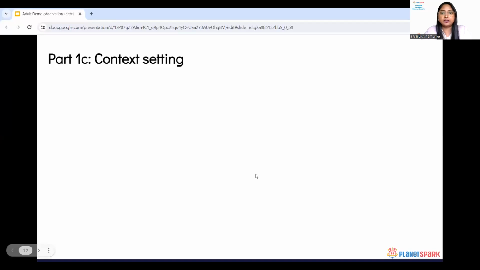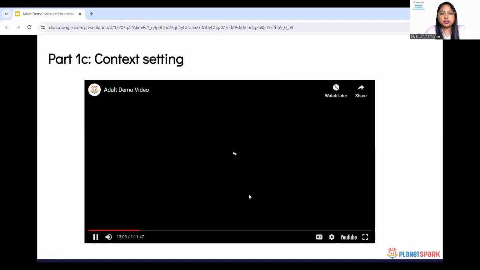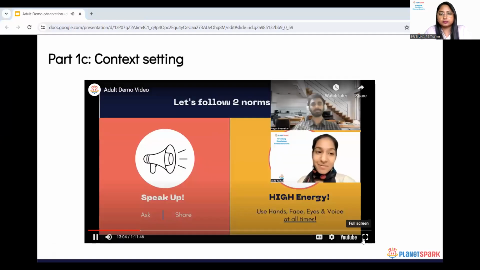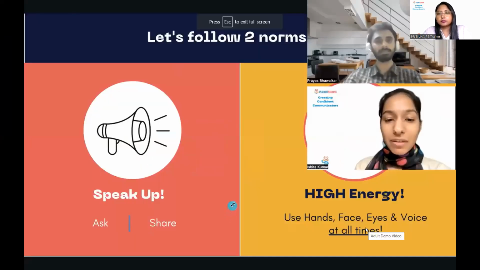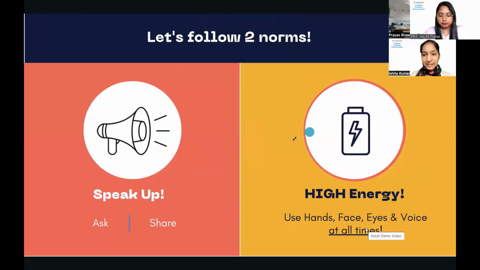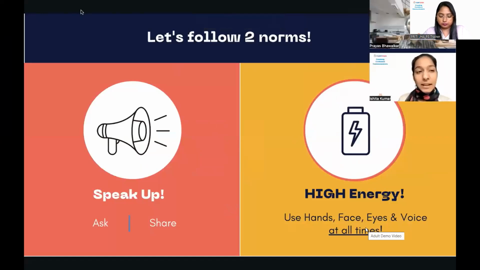And this is the last part of the context setting. Give me a second. For this entire class, Riyaz, there are two norms that I would want you to keep in mind at all times. Okay. Can you please read out the first one on the left side? Speak up, ask, share. Yes. What do you think this means? I need to speak a lot in these sessions. It's not just you telling things. Correct. Absolutely. Yes. So I would want you to speak up.